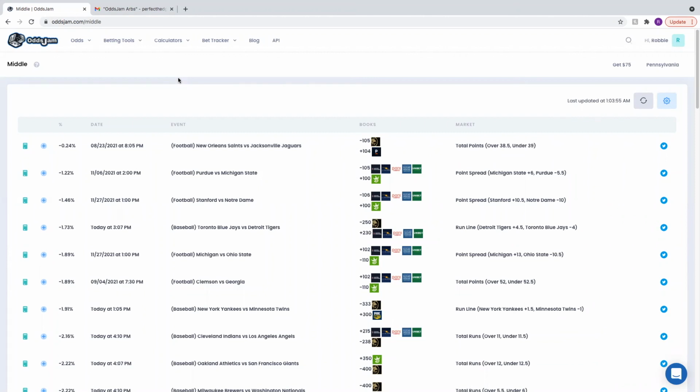That's going to go over setting up your OddsJam profile and email notifications, just to optimize your overall experience with the product.